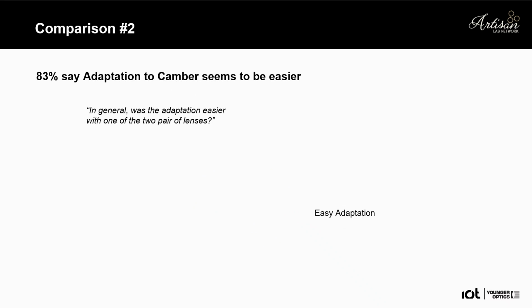When asked, in general, was the adaptation easier with one of the two pairs of lenses? Here, 83% of the members of the wearer trial said that the adaptation to the Camber seems to be easier. Once again, when almost a 4-to-1 preference in a wearer trial is noticed, something special must be happening.